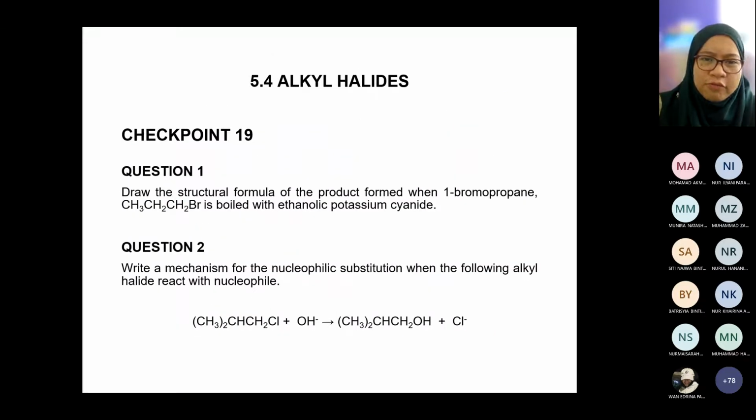Draw the structural formula of the product formed when 1 bromopropane is boiled with ethanolic potassium cyanide. Ni dia just tanya apa? Draw the structural formula. So dia tak mention any mechanism ke apa. So draw the final product lah. Okay, it's boiled with ethanolic potassium cyanide. So this is KCN, right?